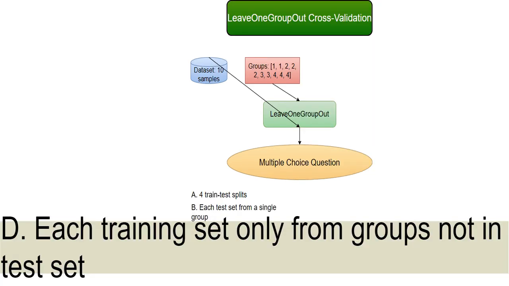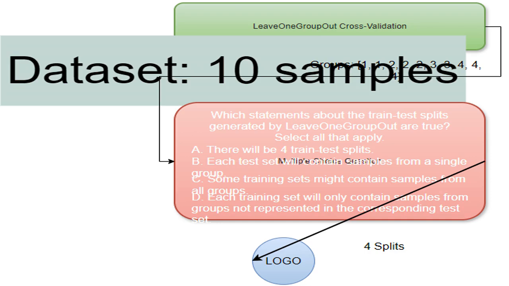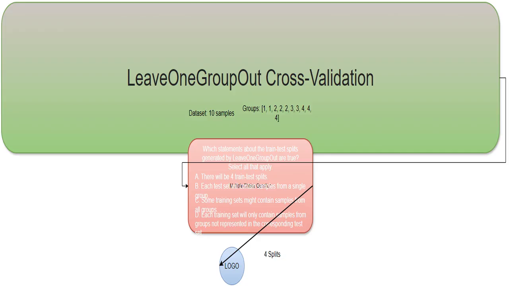I expect each training set will only have data from groups that aren't in the corresponding test set. This is the fundamental principle behind LeaveOneGroupOut. It's super important. I have 10 data points, each representing a different sample in my dataset. This is the total number of observations I'm working with. These numbers tell me which group each sample belongs to. For example, the first 2 samples are in group 1, the next 3 are in group 2, and so on. This is crucial information for my LeaveOneGroupOut, LOGO, cross-validation process.